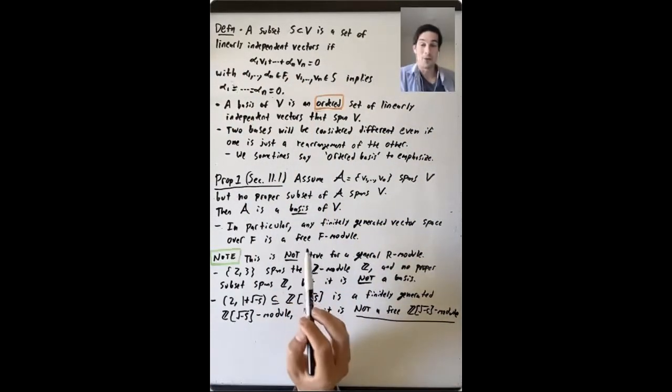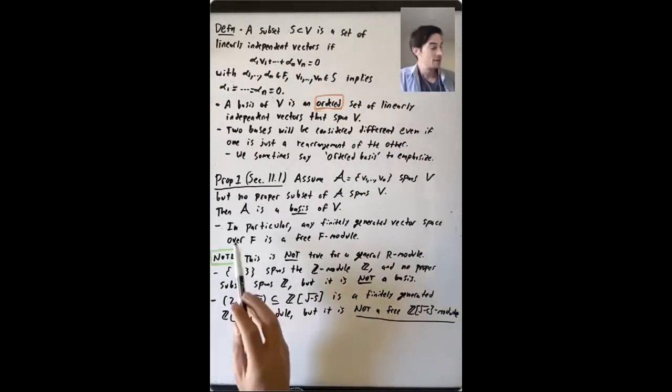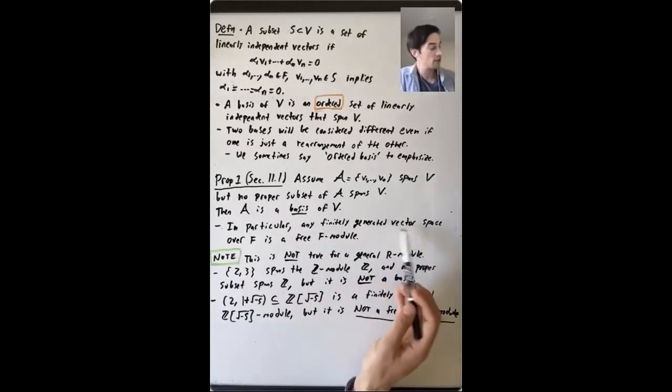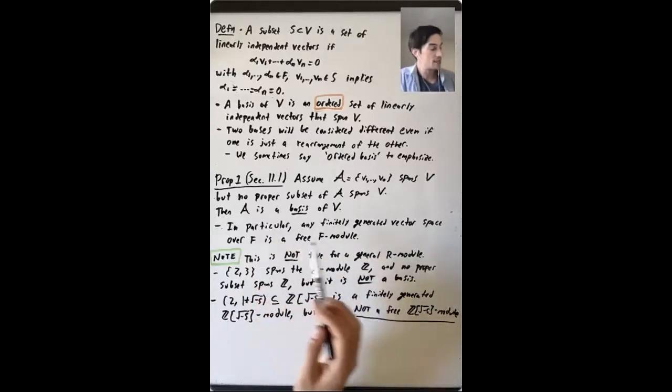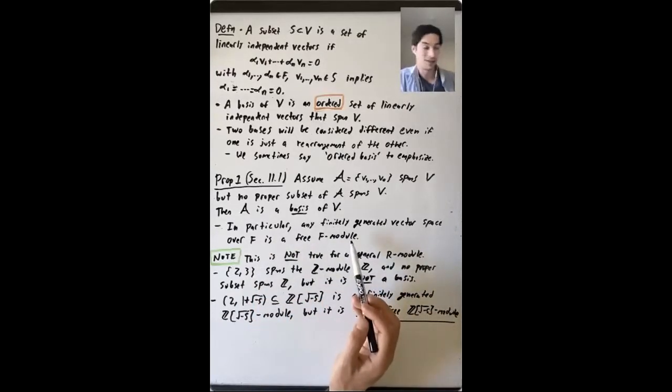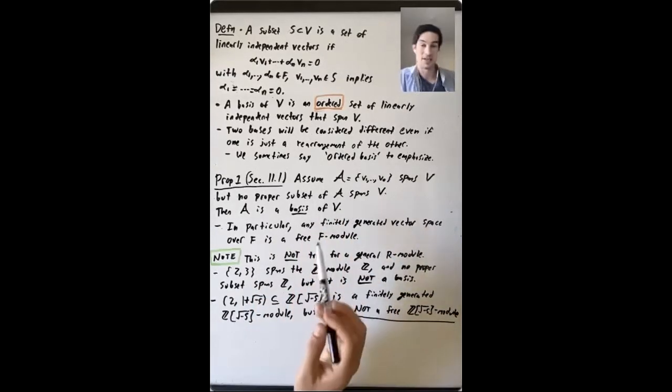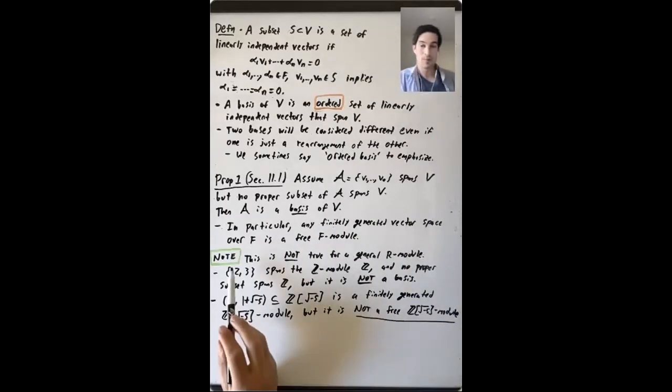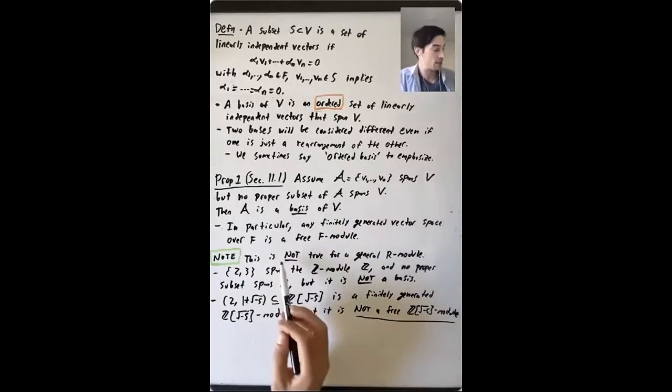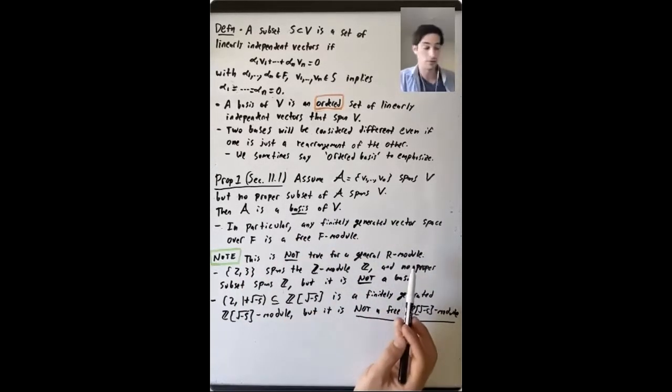What is a free R module? It is an R module that has a basis. So in particular, any finitely generated vector space over F is a free F module. That's a consequence of this result. And before I prove this, I just want to point out something we've already talked about, which is that this statement is just not true for a general R module.